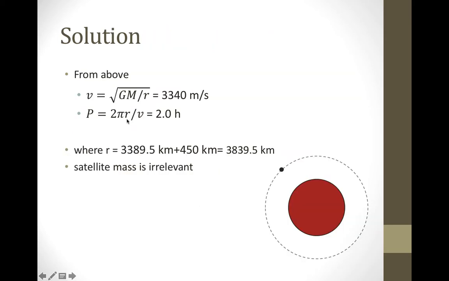Okay, the solution is, again, the analysis is exactly the same. The only difference is the numbers you're putting in. The velocity turns out to be a little bit smaller. It's in a weaker gravitational field. And the period is longer. Remember, r is the radius of the planet plus the altitude of the orbit. And notice, again, the mass of the satellite is irrelevant. It cancels out of everything. All objects fall at the same rate.